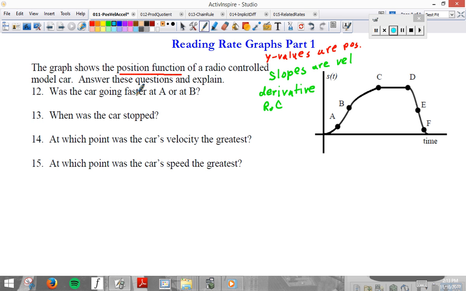Was the car going faster at A or B? So we're tasked with asking, well, the faster thing, that's a velocity question. Is the slope at A steeper or shallower than the slope at B? Neither of those tangent lines are really accurate, but you can look at the graph and see which part of the hill would be steeper to walk up. I would say that we're going faster at point B.